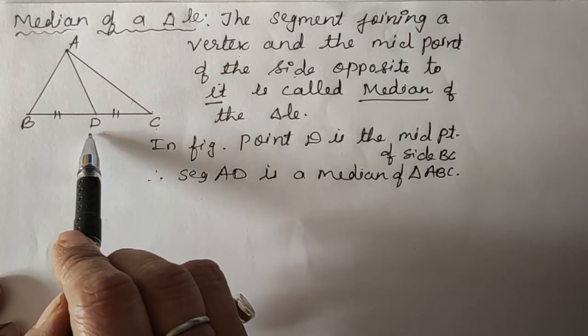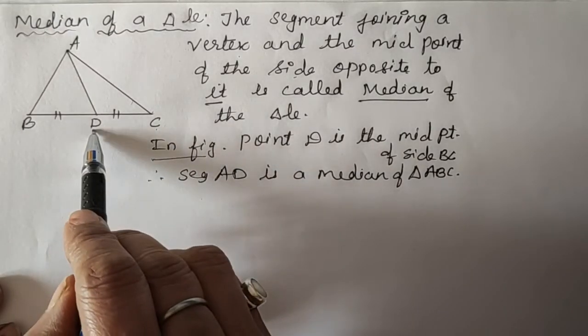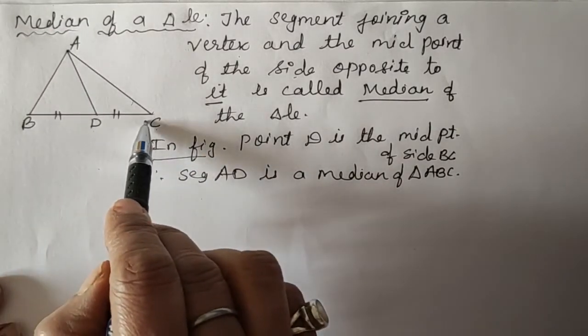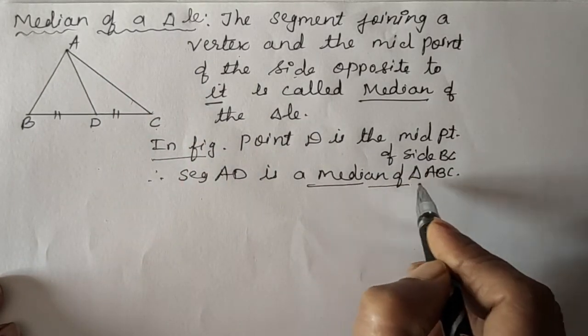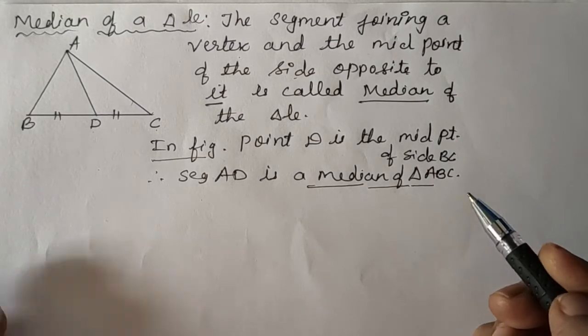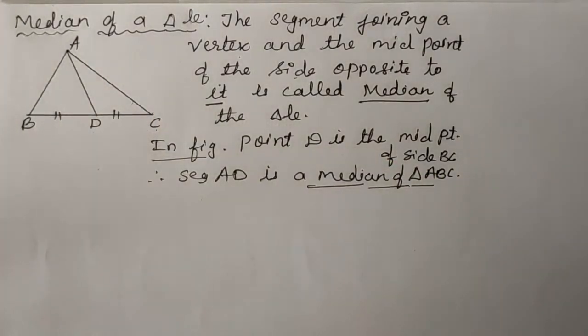So here in the figure you can see point D is the midpoint of side BC. So that's why this AD is a median of triangle ABC. Now let's see some important points related with this median of a triangle. Here you will get one centroid property also.